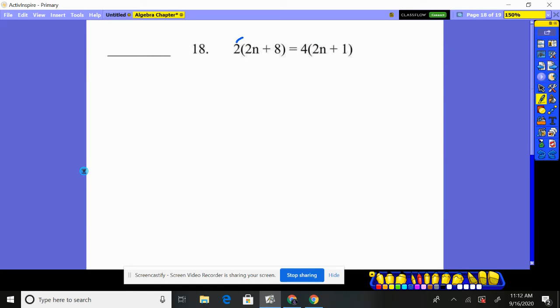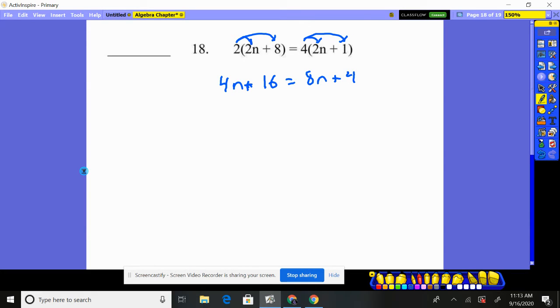18, same thing. Distribute your 2 through, and then distribute your 4 through. 2 times 2n, 4n, plus 2 times 8, 16. 4 times 2n, 8n, plus 4 times 1, 4.